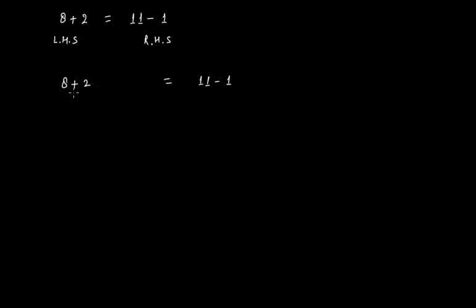Let's say that you are dividing one side by 5. Now since you have divided this side by 5, in order to maintain the equality, you'll have to divide this side as well by 5. So 8 plus 2 is 10. 10 divided by 5 will be what? 2. 11 minus 1 is 10. 10 divided by 5 will be what? 2. It means equality has been maintained again.